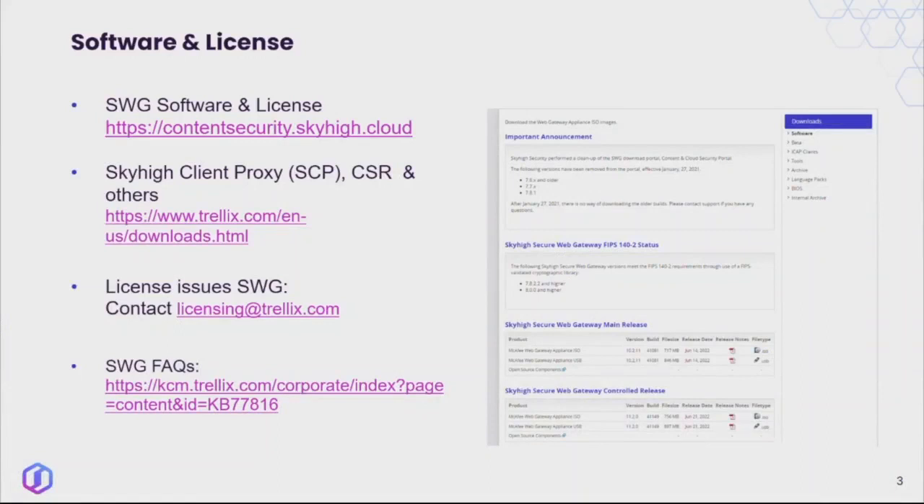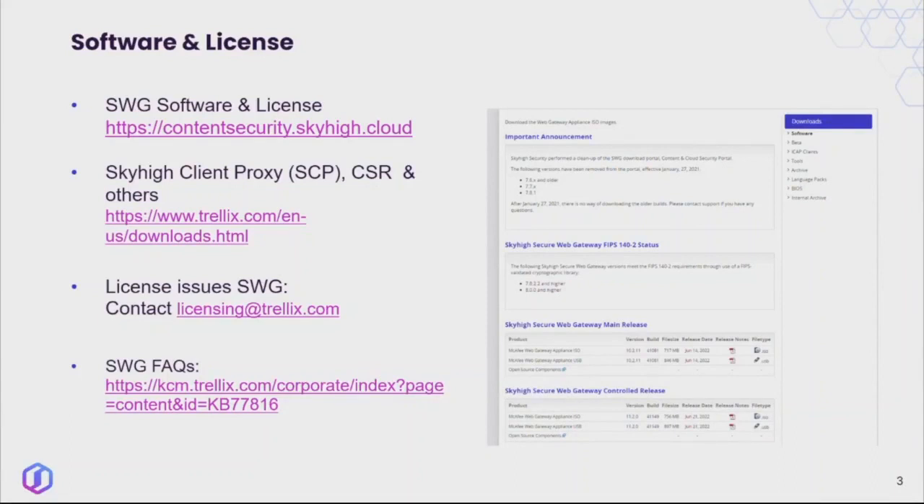So, licensing and software can be downloaded from our Content Security Portal. Additional products are available within our main Trellix website. If you're looking for Skyhigh Web Gateway or Skyhigh Client Proxy, you can find both within the Content Security Portal, as well as your licenses. You can find your license files here as well.